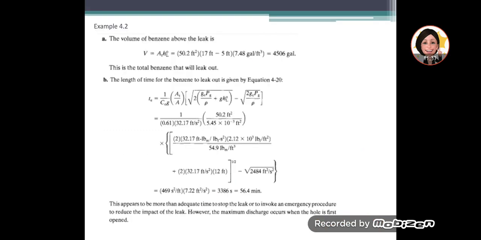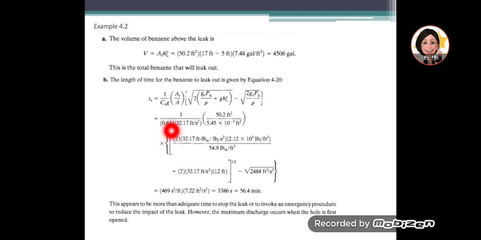For the first question, the total volume of benzene that can leak out, we multiply the tank area by the 12 feet of benzene that is left. This one is actually the conversion factor, converting cubic feet to gallons. So we get gallons. This is the total benzene that will leak out. For part B, the length of time for the benzene to leak out completely, which is t_e.